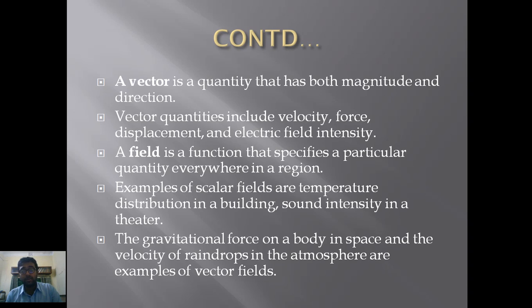Examples of scalar fields are temperature distribution in a building and sound intensity in a theater, and there are many more. If we are talking about vector fields, the gravitational force on a body in space and the velocity of raindrops in the atmosphere are examples of vector fields. A vector field means a field which consists of a specific physical quantity, and that physical quantity possesses both magnitude and direction. It means that the specific physical quantity possesses direction as well as magnitude. Let's go to the next slide.